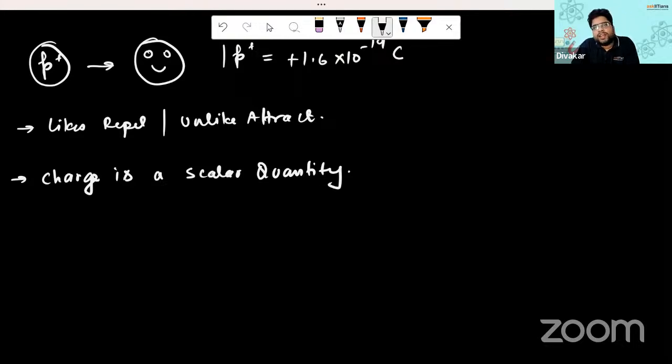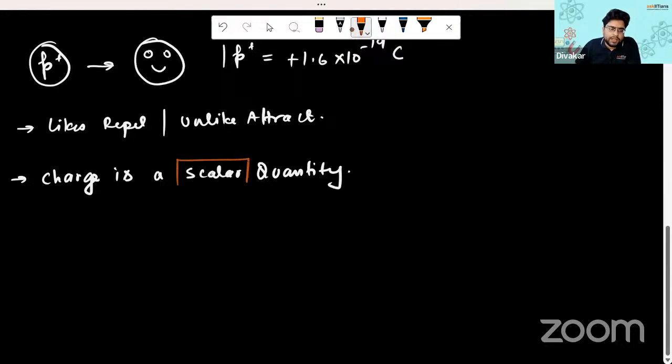On the other hand, any quantity that has a number only for its description with a unit, then that quantity is called a scalar. So when I was telling you about a charge, I told you two things. One is the number, could be positive or negative, and a unit, which is coulombs. I didn't tell anything else about it. So that means charge does not require direction for its complete description. And that's why charge is a scalar quantity.